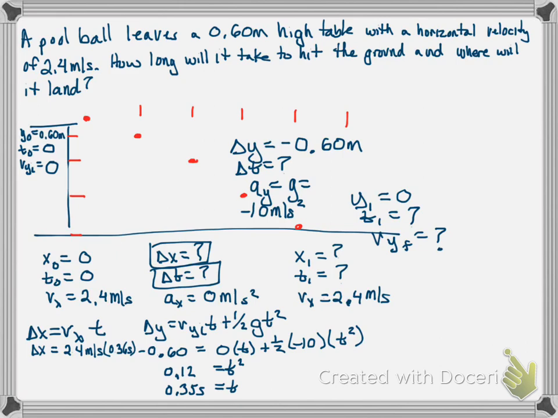Rule of thumb is that the time in the air is dictated by vertical information. That's what's going to determine how long an object is in the air, is how high it is above the ground. And the vertical information dictates time. And so you get that you would have traveled 8.6 meters horizontally. It lands 8.6 meters from the base of the table.